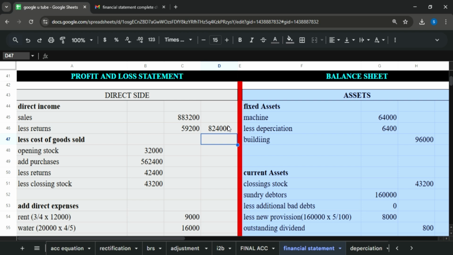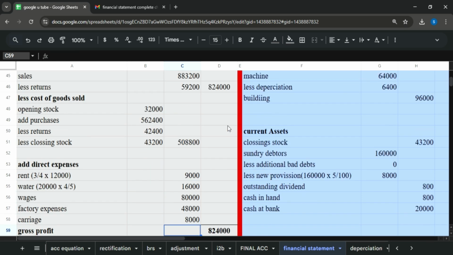Net sales are present. Now we will calculate first part of cost of goods sold: opening stock, then you will add purchase less returns, bracket close, and less closing stock. So we have cost of goods sold.